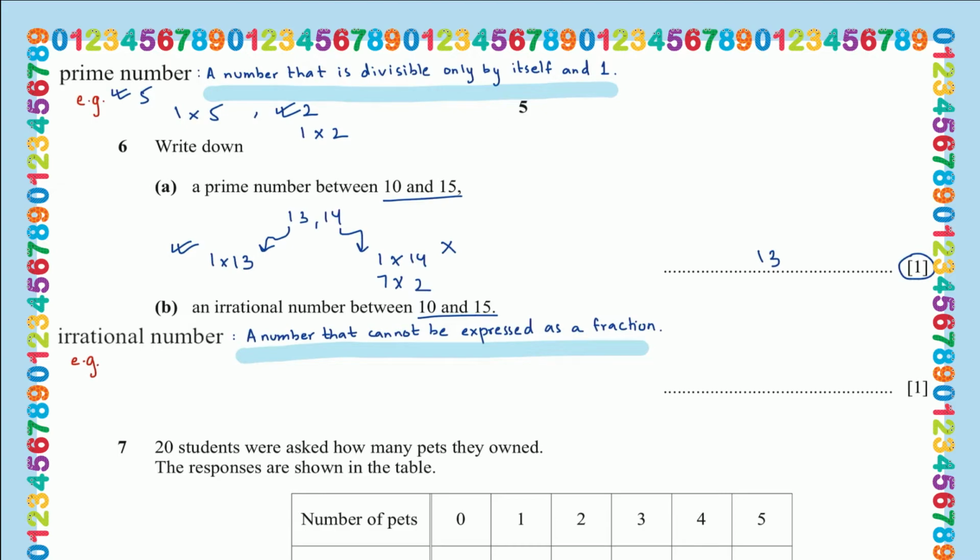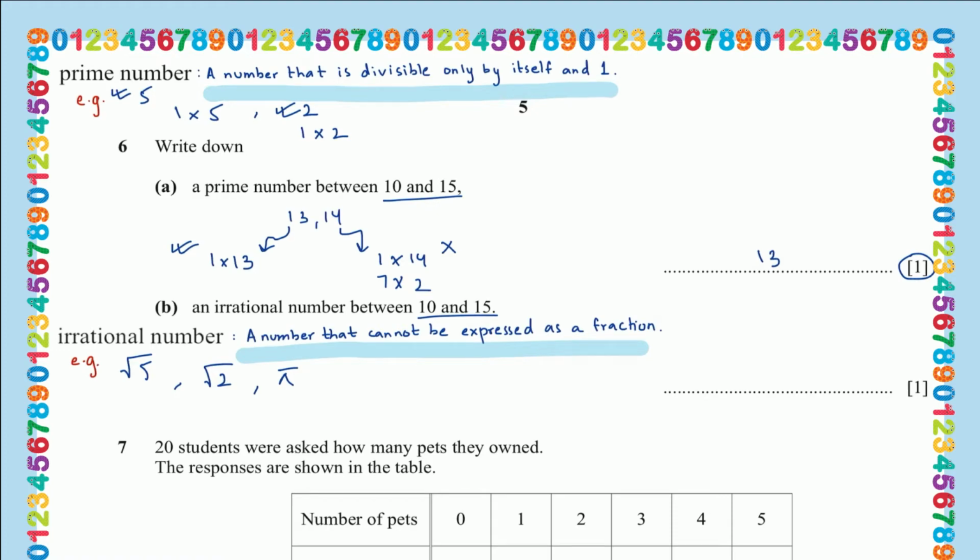Now let's look at a couple of examples. Let's suppose we have root 5. Since root 5 cannot be expressed as a fraction, this is considered an irrational number. Similarly, if we have root 2, again this is an irrational number. And a prominent example of irrational numbers is pi, because again pi cannot be expressed as a fraction.